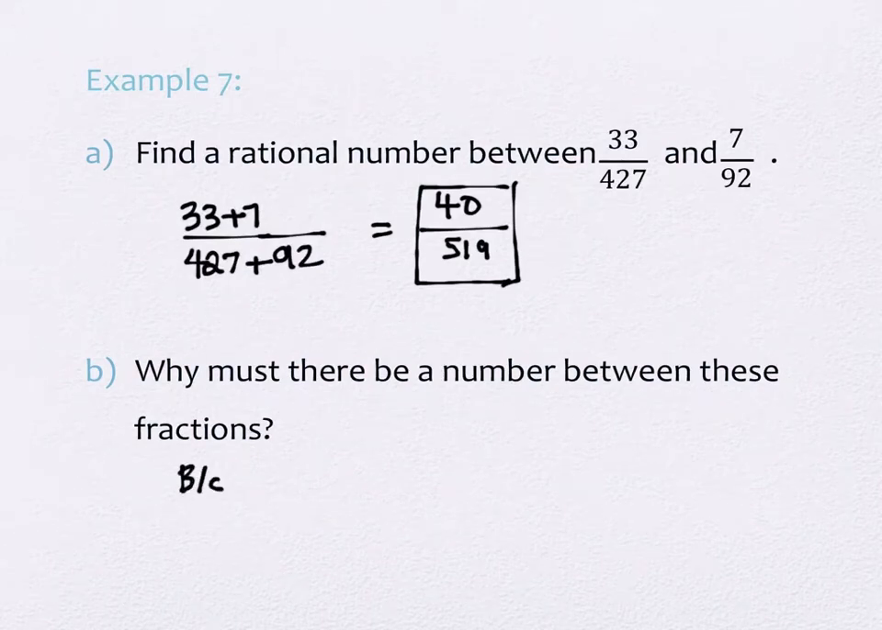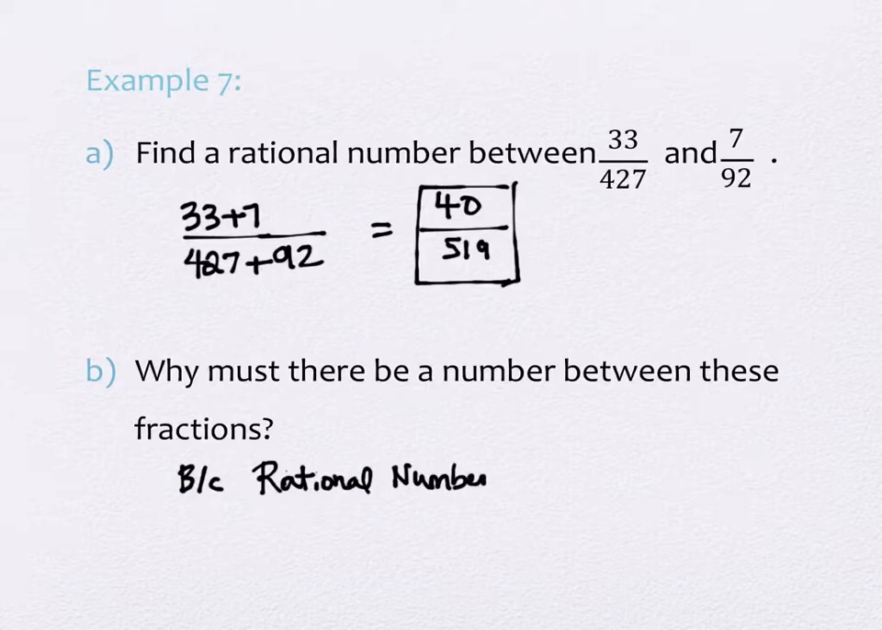So because the rational numbers are dense. This is not the dense that means dumb, by the way. All right, Theorem 6/4. That's why. They're dense. There's always a number between two numbers, no matter what the numbers are.